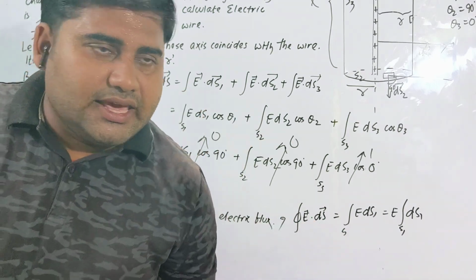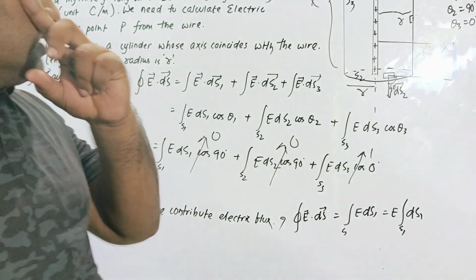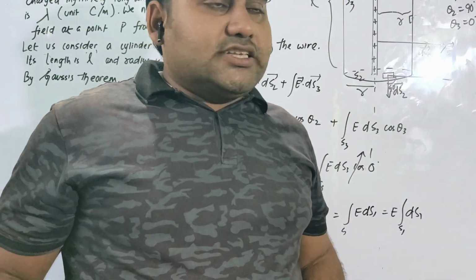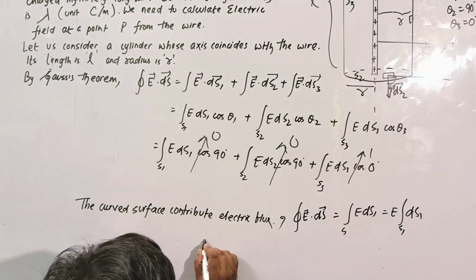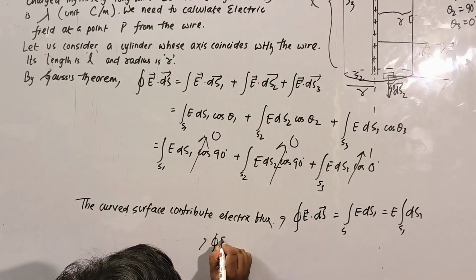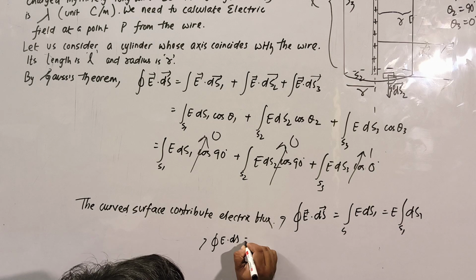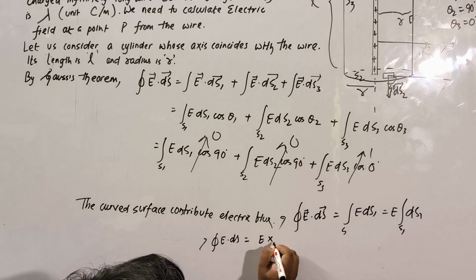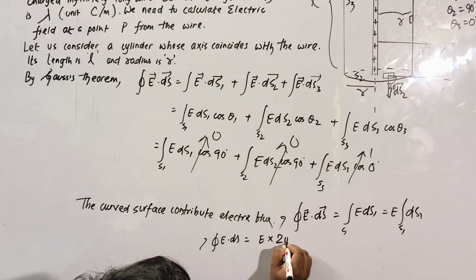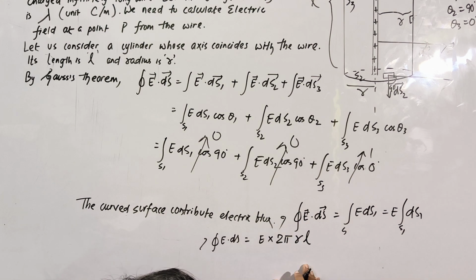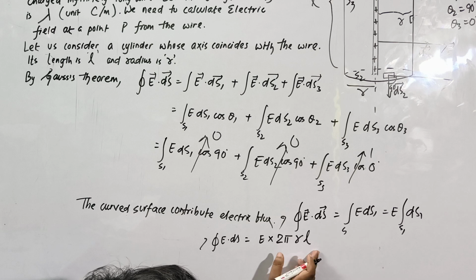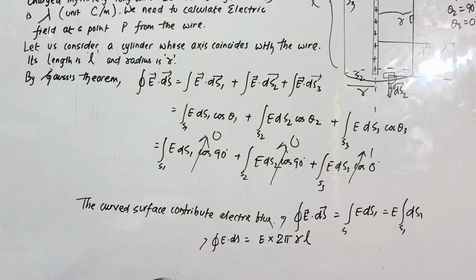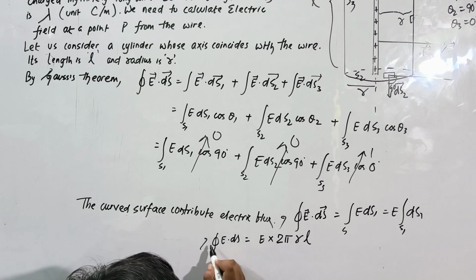curved surface area. So what is the curved surface area of a cylinder? As you know, it is 2 pi r l. So E dot ds is equal to E into 2 pi r l, where l is the height, or length, of the Gaussian surface under consideration.